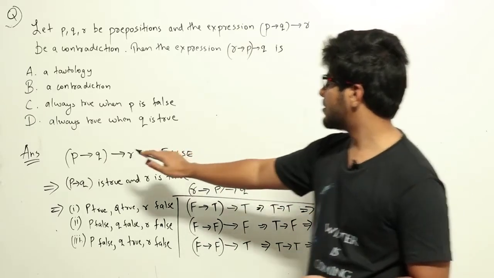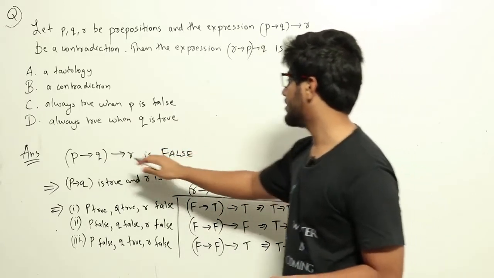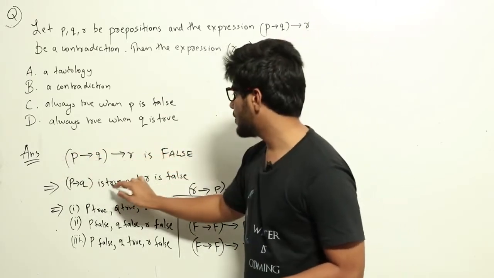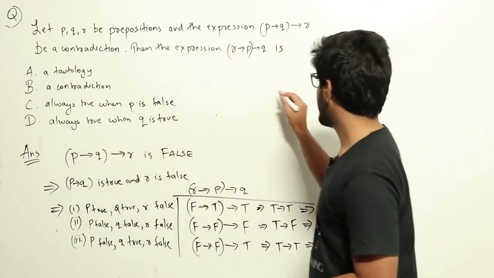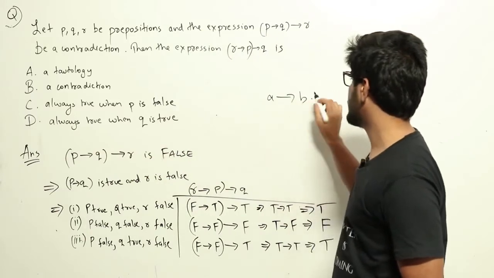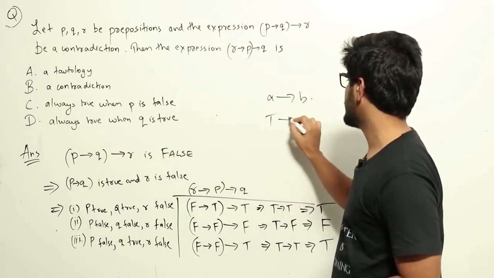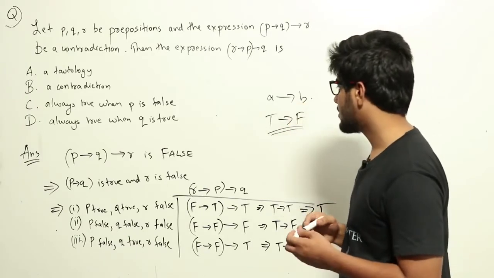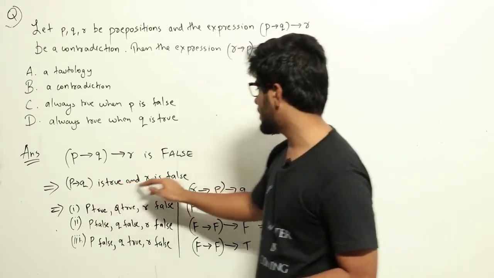Now P implies Q implies R is false, meaning there is only one possibility, that P implies Q is true and R is false. If we write A implies B is false, there is only one case, that A is true and B is false. This is the only case where A implies B becomes false. So we know that P implies Q is true and R is false.